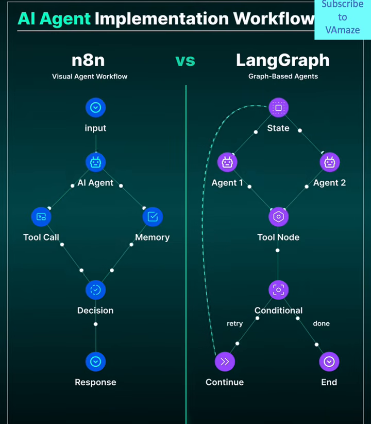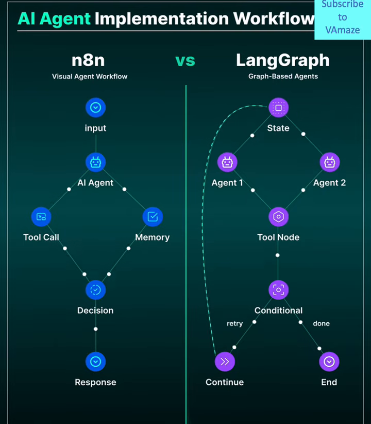Each agent node represents a specialized AI subcomponent. For example, Agent 1 might handle natural language understanding, while Agent 2 manages business logic or user personalization. Those agents both connect down to a central tool node. The tool node performs external functions, much like n8n's tool call, but in LangGraph it sits at the center of the graph so any agent can invoke it.